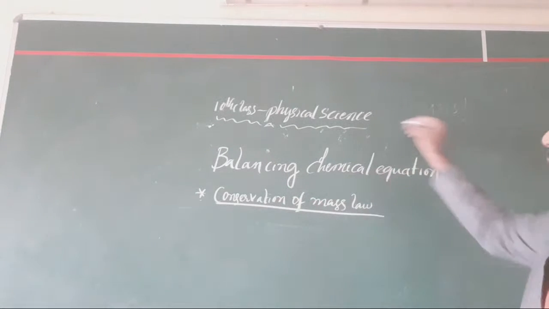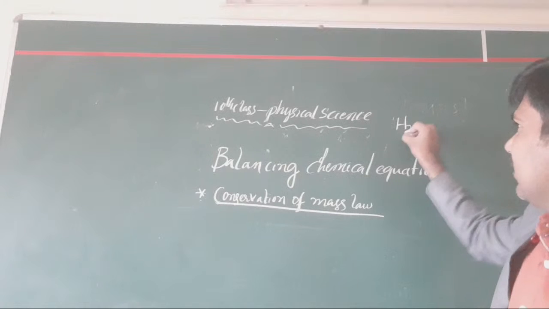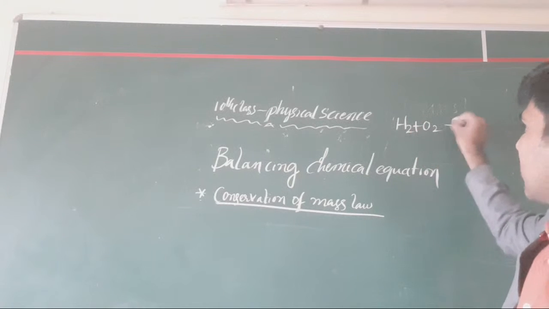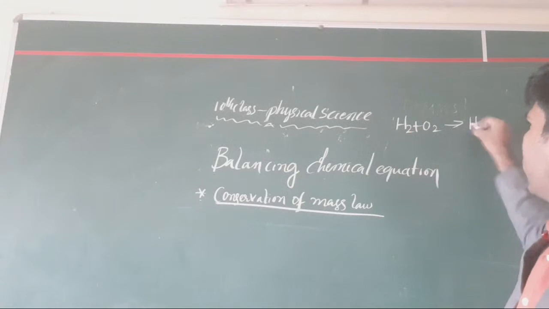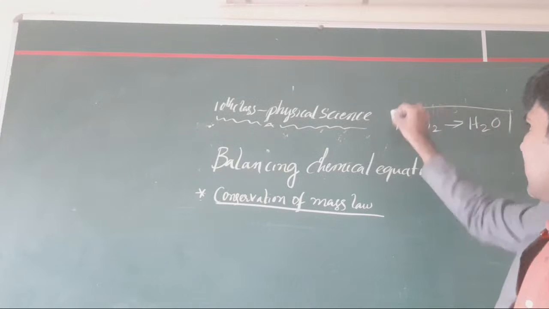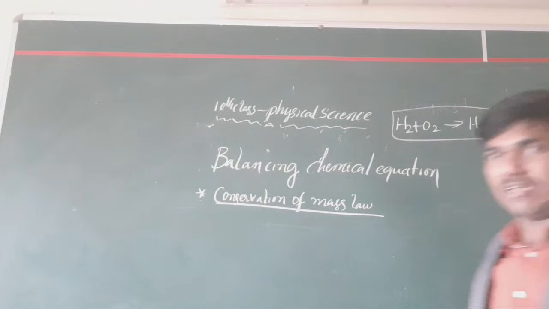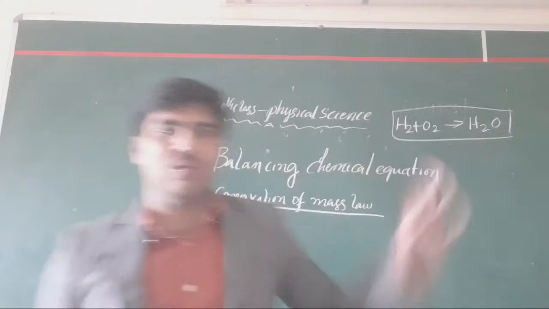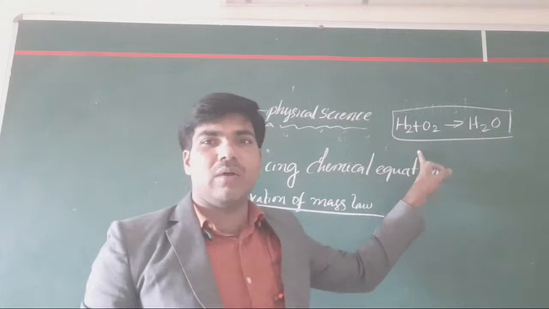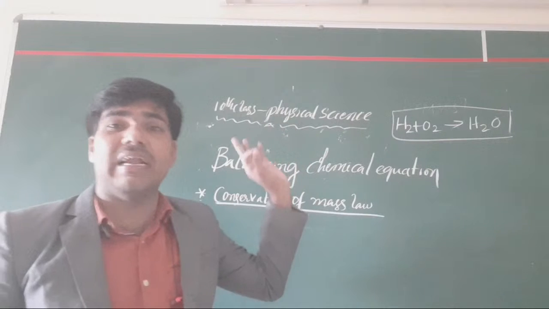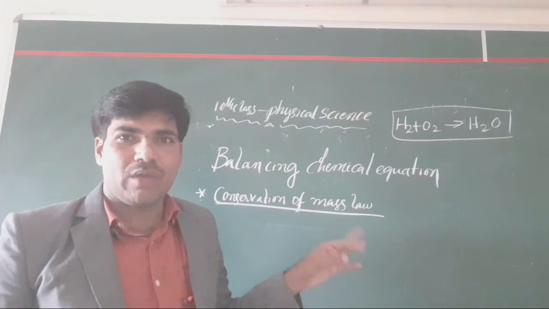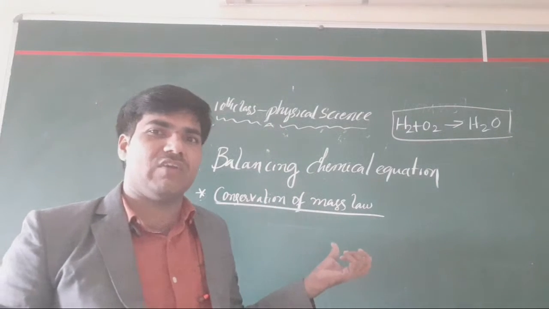Then you write one chemical equation like this: H2 plus O2 gives H2O. Is it balanced or not? It is not a balanced equation. This equation is called a skeleton equation. Why is it called a skeleton equation?